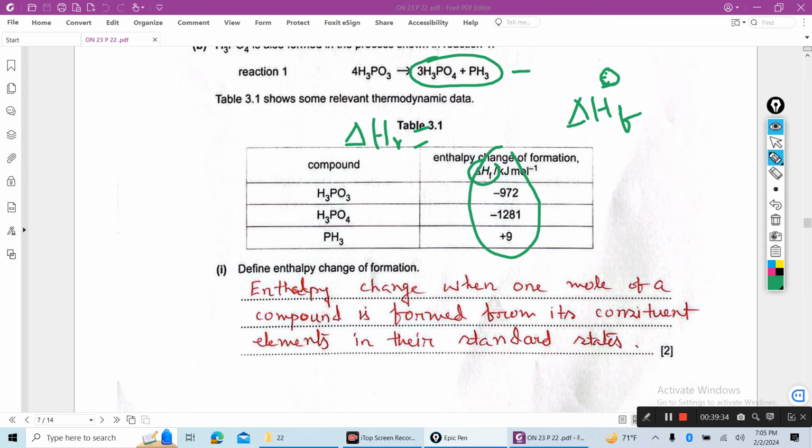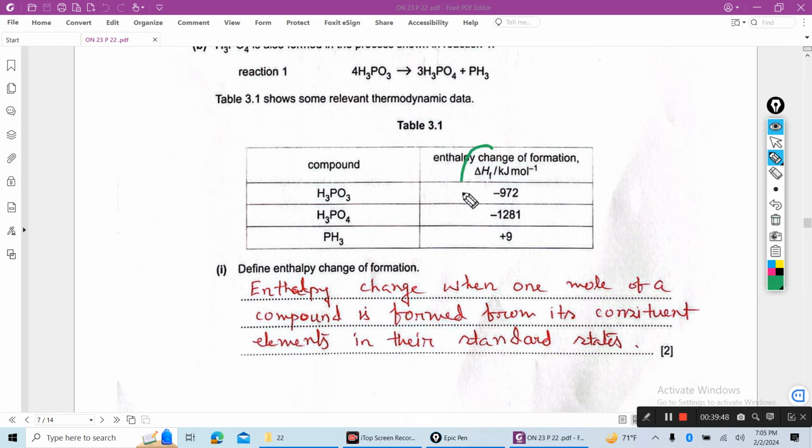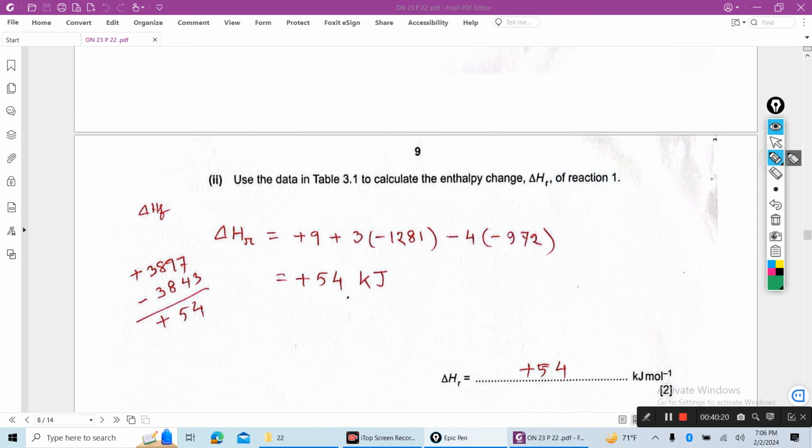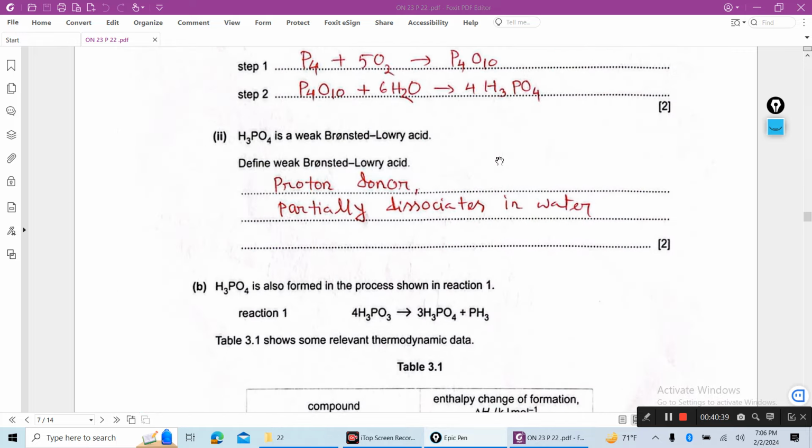minus the enthalpy of formation of reactants. If enthalpy of formation values are given, the enthalpy of the reaction will be the enthalpy of formation of products minus the enthalpy of formation of reactants. Reactant values will be subtracted from the products value. Now you see the answer. Delta H R: this value is for 2 moles of product minus 4 moles of reactant.